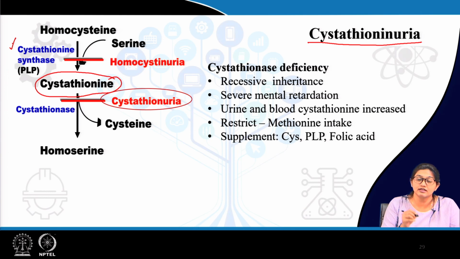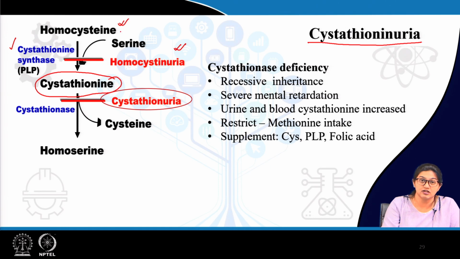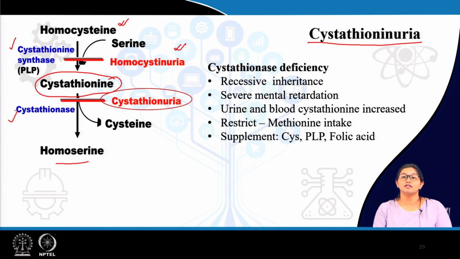Now, cystathionine synthase if defective causes homocystinuria, because cystathionine is not formed. So, what is accumulated is homocysteine, whereas cystathioninuria is related to cystathionine accumulation, and that is because cystathionine cannot be degraded to homoserine due to the defect in the enzyme cystathionase.